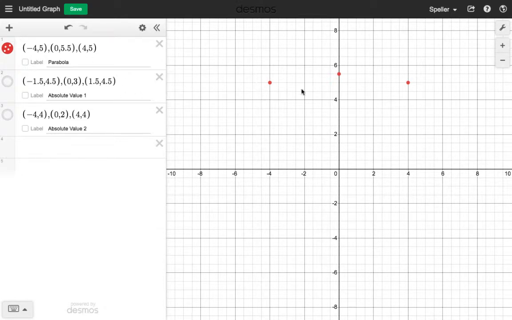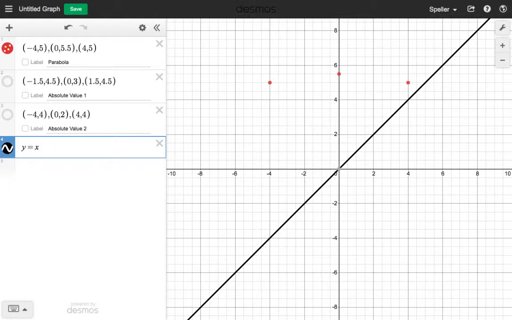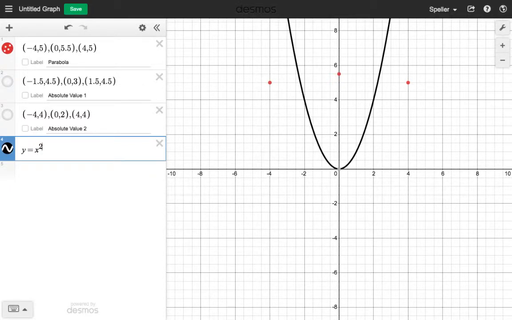All right, so here I have those dots in place. Let's go ahead and turn them on so you can see the (-4, 5), the (4, 5), and then here the vertex at (0, 5.5). So we're gonna start with y equals. We're gonna place in here x to the second power, so that we have our parabola.